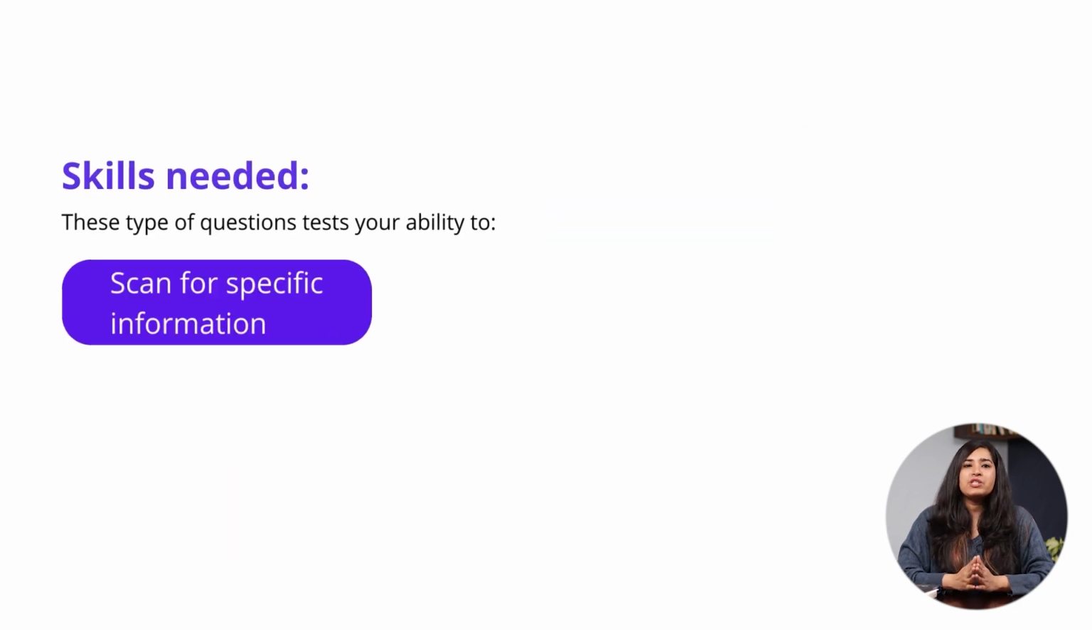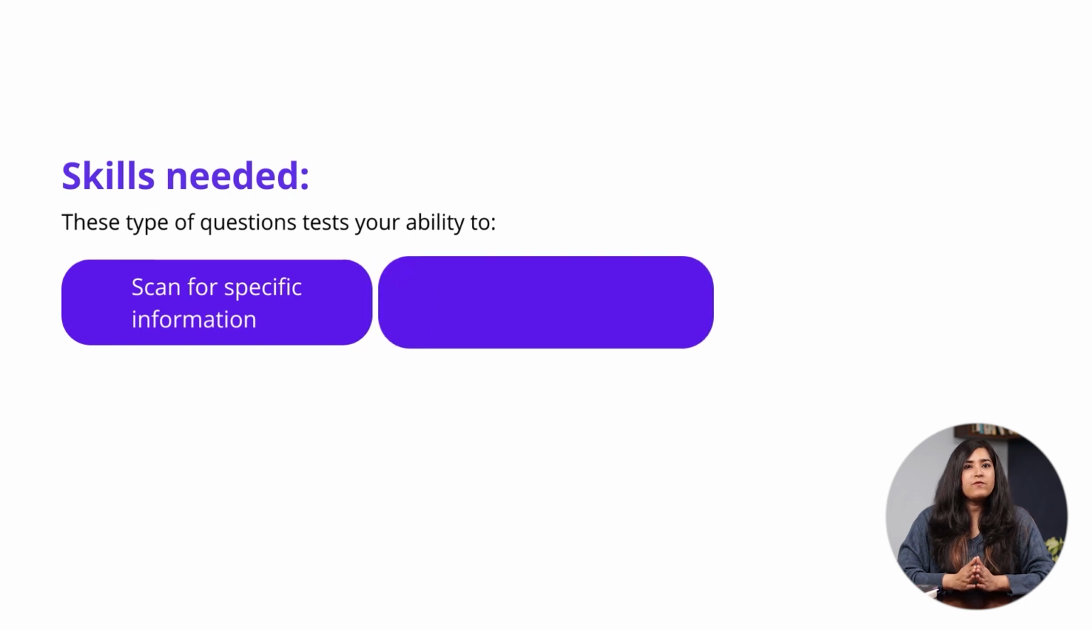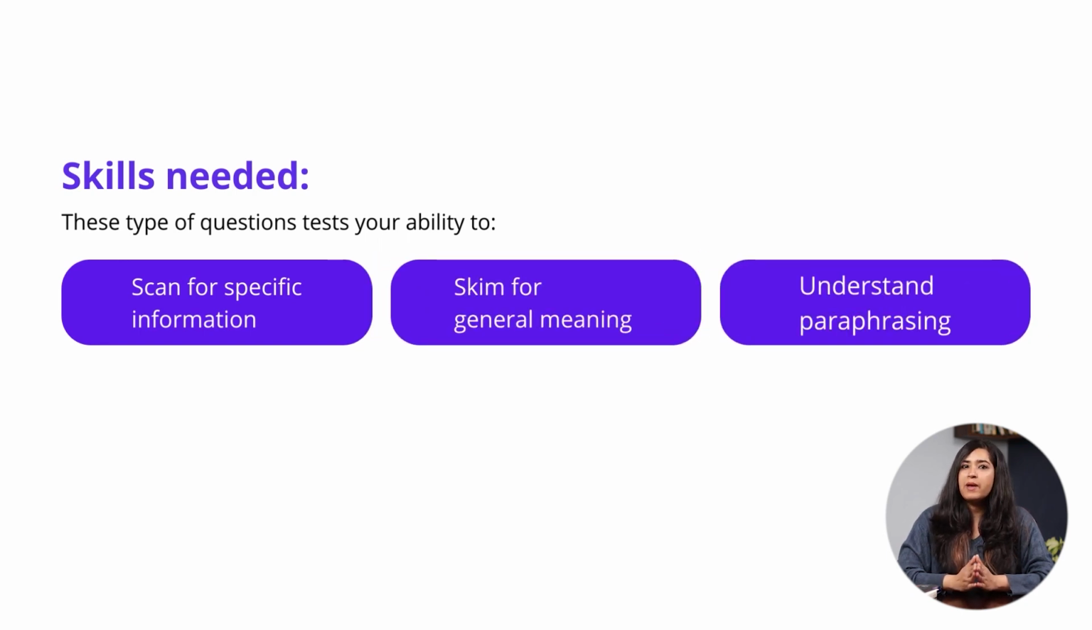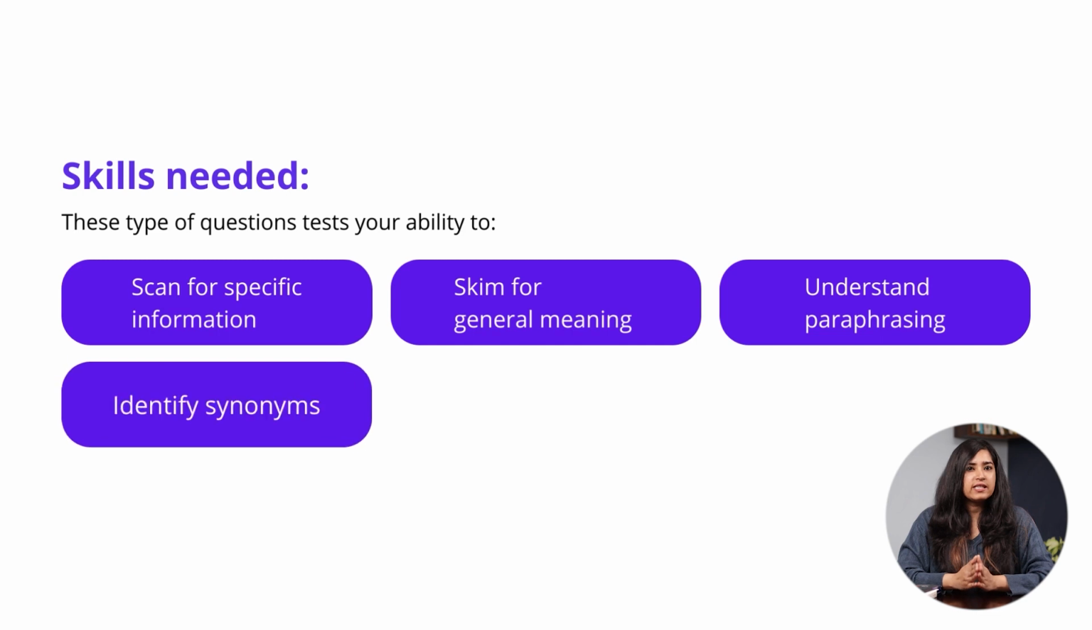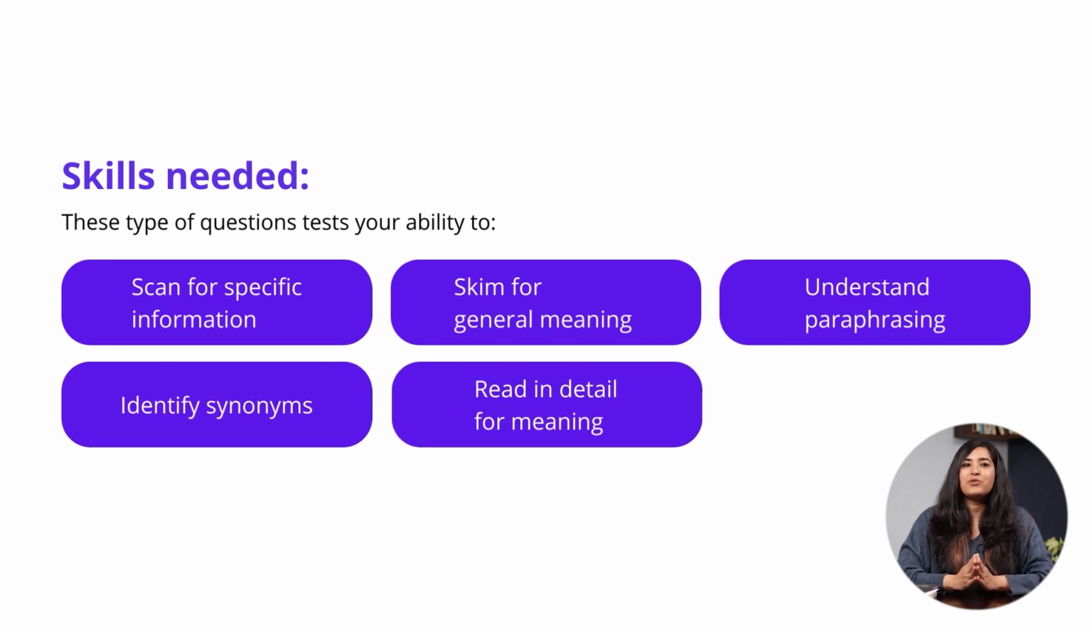These question types test your ability to scan for specific information, skim for general meaning, understand paraphrasing, and in turn understand synonyms, and read in detail for meaning. As we can see, and I will emphasize again, brushing up on your speed reading skills and paraphrasing skills are essential. If you need to refresh your memory, you can check out the lessons on IELTS Reading Strategies 1 and 2, Skimming and Scanning, and Identifying Paraphrases.